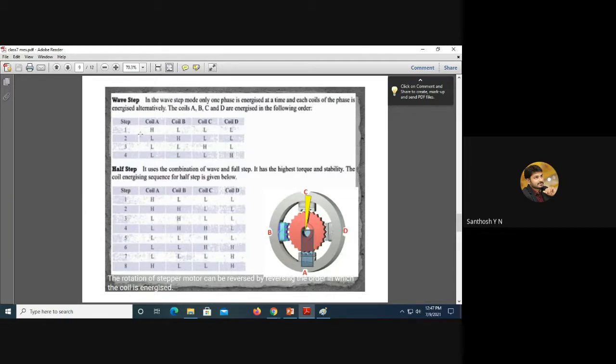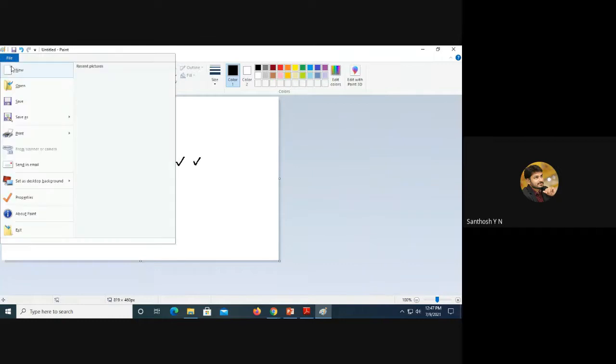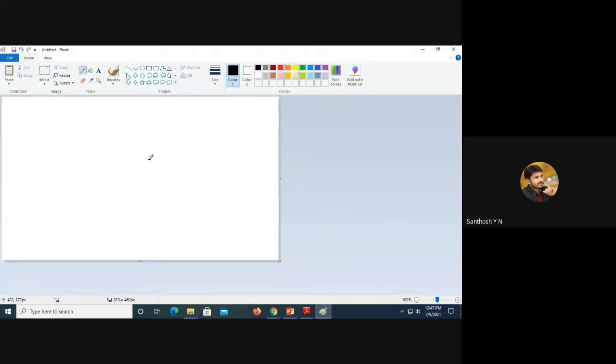Next, now I'm energizing B. I'm not energizing other coils. So this is a motor. In the wave step, you can write the windings however you want, but the explanation should be proper. If I'm energizing A, the motor is towards this coil. If I'm energizing B and de-energizing A, then the motor will turn towards this side. Then if I'm energizing C, the motor turns this side. If I'm energizing D, the motor turns this side.